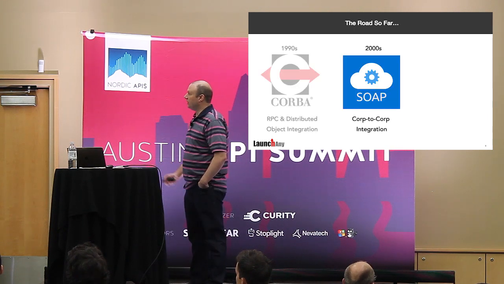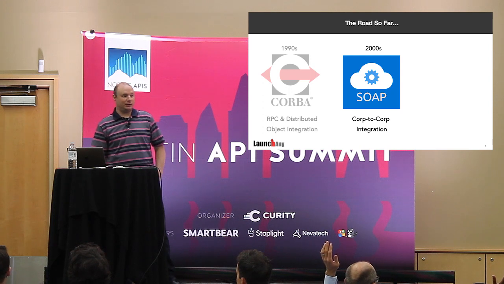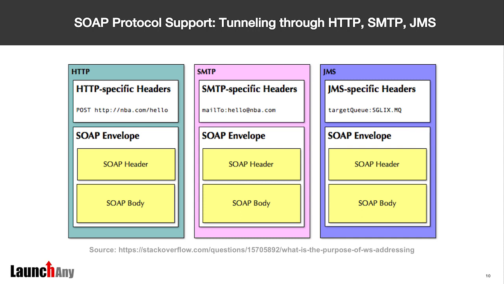We then started seeing in the 2000s a move towards SOAP. How many have done SOAP? Yeah, so a lot of you have already seen that. SOAP allowed us to do internal integration of systems as well, but rather than looking at things as objects, we saw them as services, and we could scale them up greater. We could even go across the firewall.